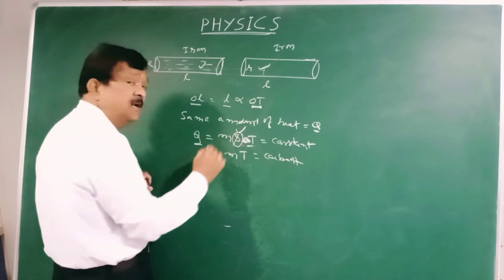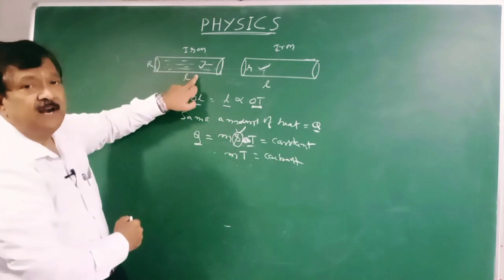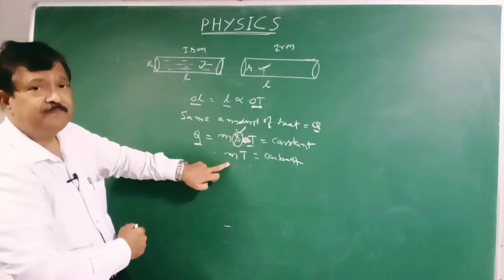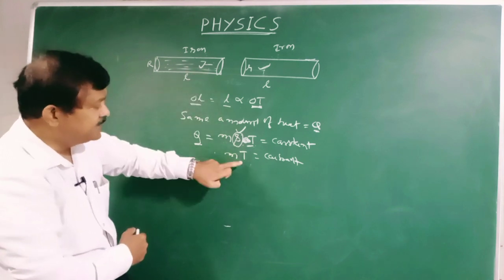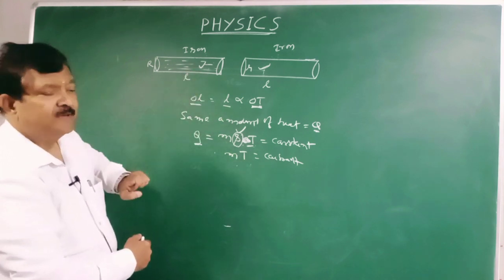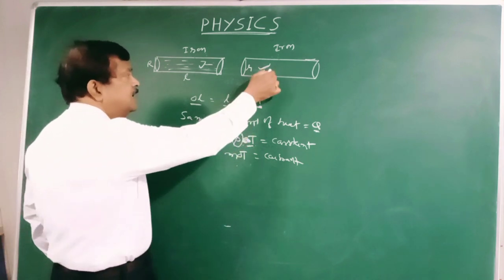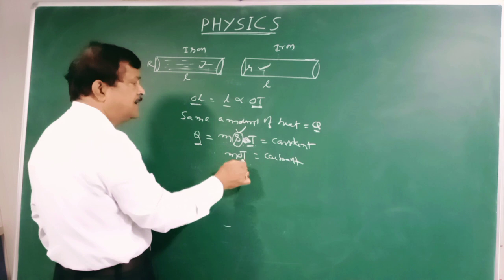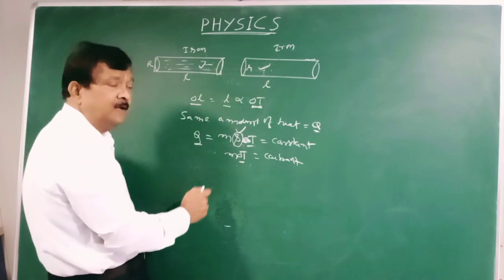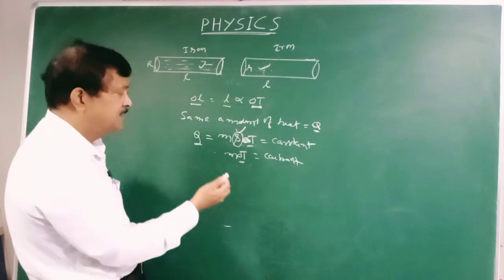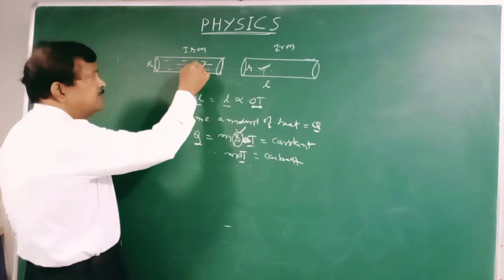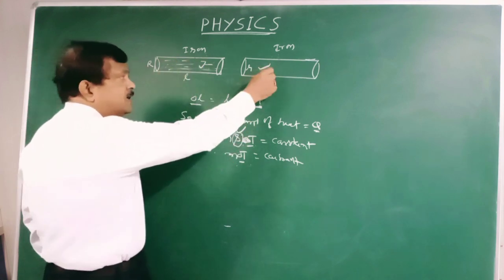When M into delta T is constant, because it is a solid body, the mass is large, so the change in temperature is small for this one. And here, because of the smaller mass, delta T is more for this hollow body. So in such a case, what happens? Corresponding to the larger mass, delta T is small, and here delta T is more.